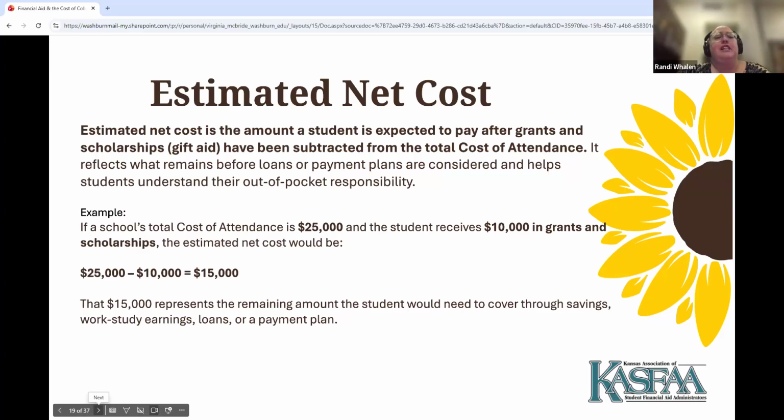Example, if a school's total cost of attendance is $25,000 and the student receives $10,000 in grants and scholarships, the estimated net cost would be $25,000 minus $10,000 equals $15,000. That $15,000 represents the remaining amount the student would need to cover through savings, work-study earnings, loans, or a payment plan.